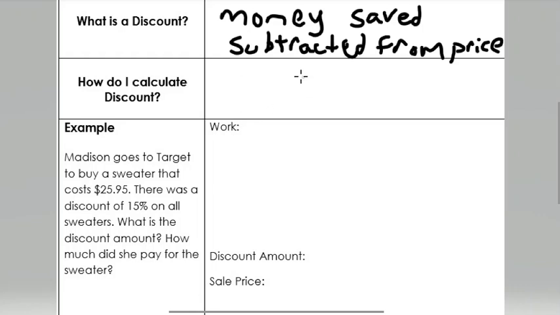So you guys know what discount is. You go to the store and you'll see like a 25% off, or Bed Bath & Beyond always has these 20% off coupons, right? So that's a percentage that's taken off your price to save money, right? So how do I do this?